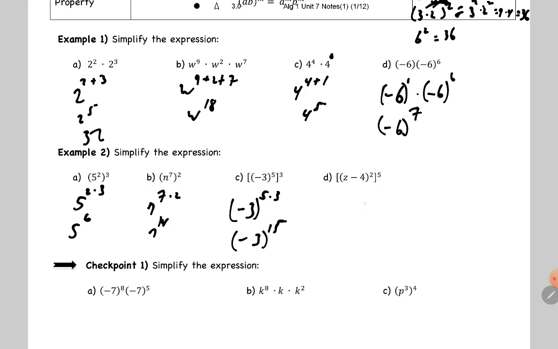Okay, part D is a tougher one. So this is z minus 4 squared, and then it's going to the 5th. So this is z minus 4, keep it in parentheses, to the 10th. And this is the most simplified form.